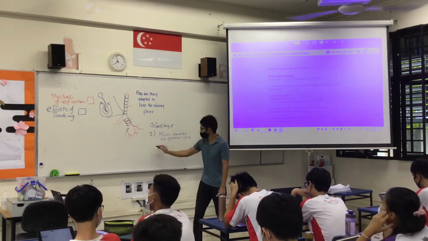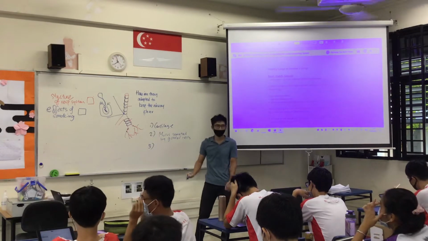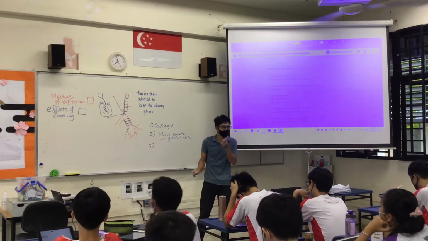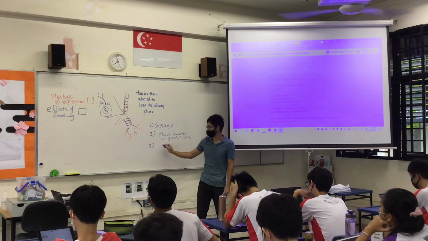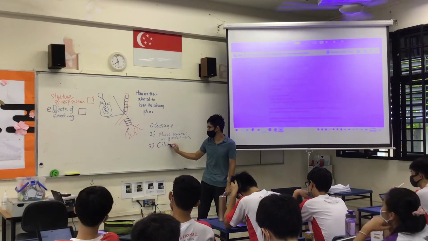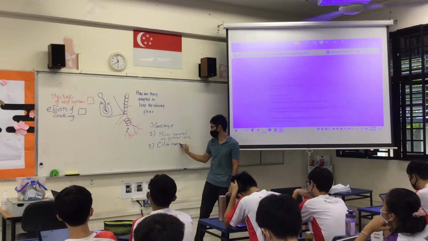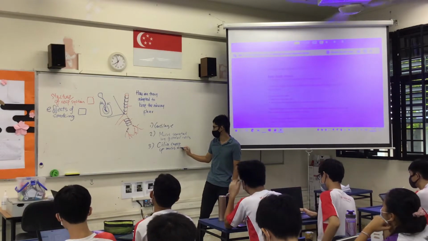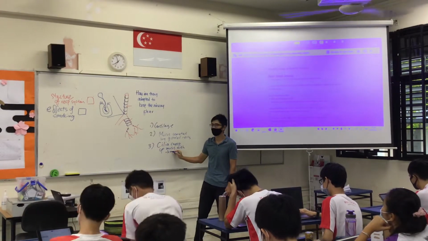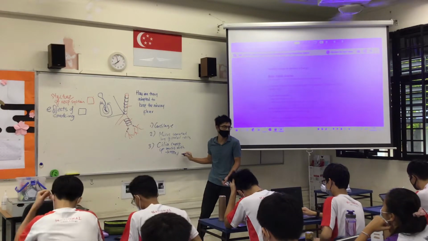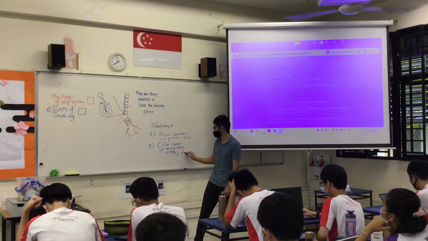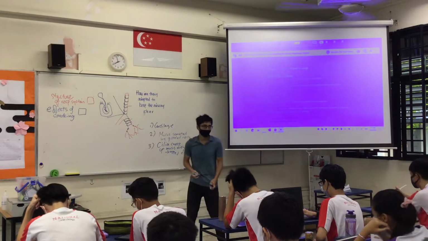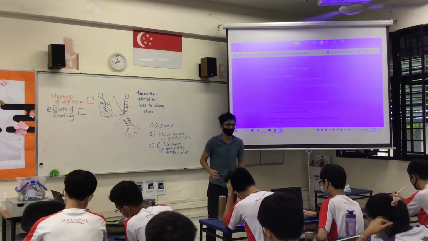Last but not least, another factor is the hair. What's the hair called? It's cilia. So the cilia help sweep up the mucus with the trapped particles of dust. I'll just write dust in this case. So these three factors help keep our airway clear.